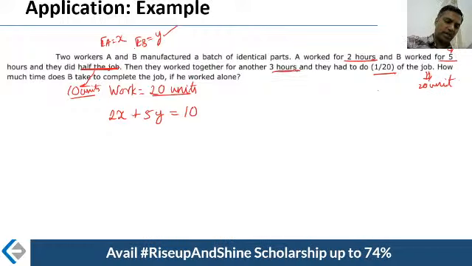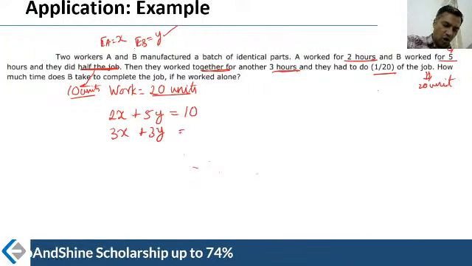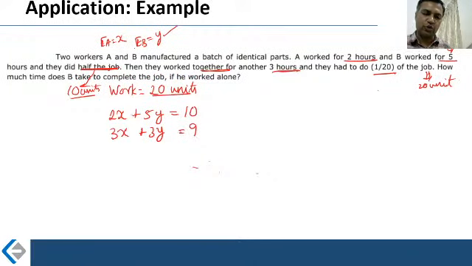They together worked for 3 hours. Therefore 3x. All right, now what is the contribution of A? 3x. Yeah, what is the contribution of B? 3y. Because each hour he is contributing y. 3x plus 3y is equal to how much? 9. Now the point is, how did you write this 9?